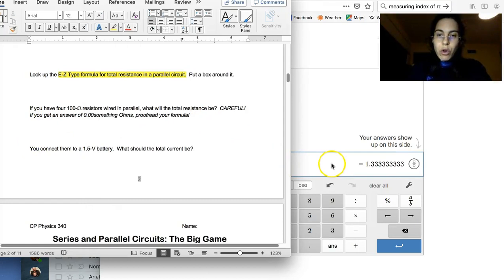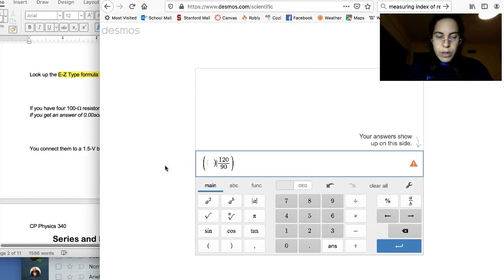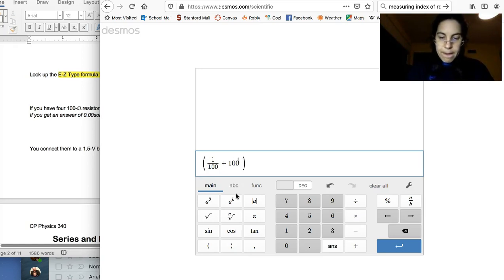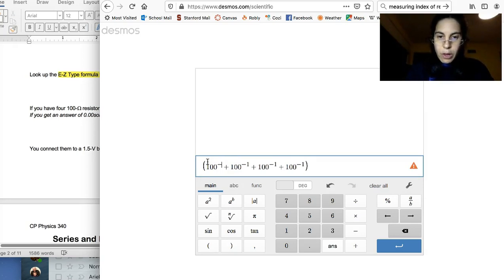If you have 4 100 ohm resistors wired in parallel, do this on your calculator in fractions. Do 1 over 100, or if you have a -1 key, use the -1 key. I like the -1 key. I find it faster. And there's the 4th. And don't forget your very last term of all. If you get an answer of 0.00 something ohms, proofread your formula. You forgot that all of this was in the denominator.